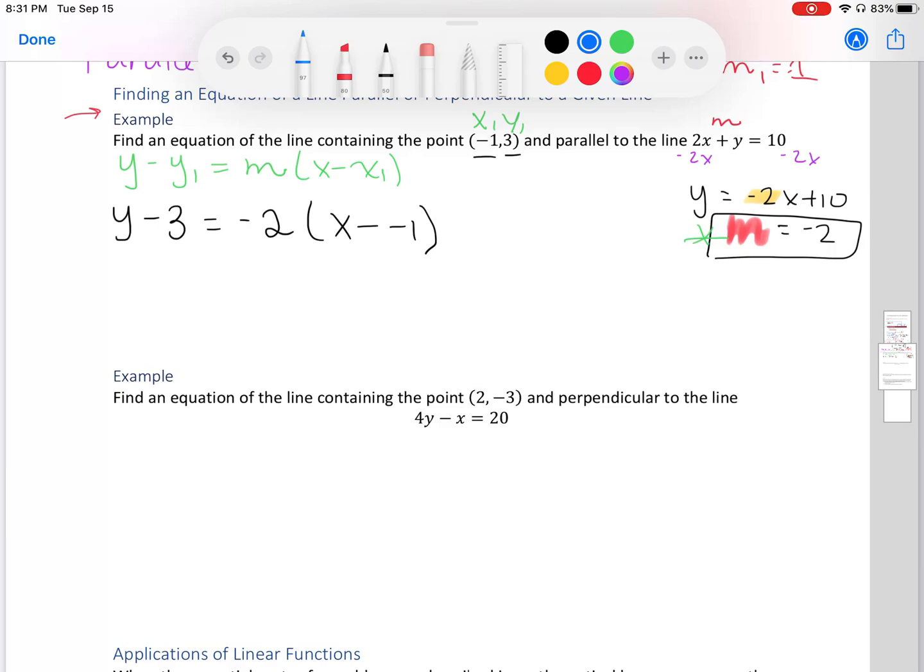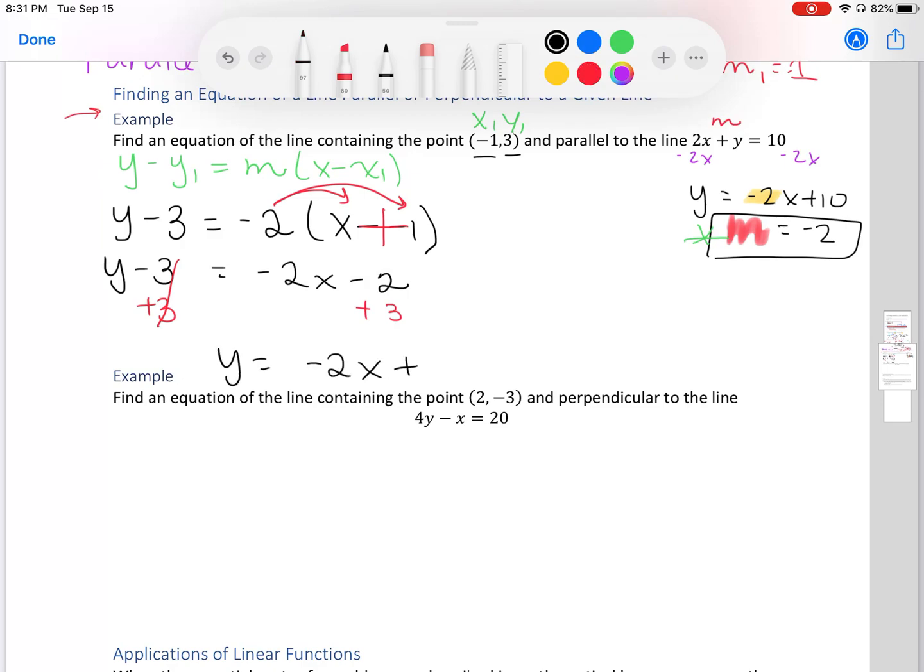Okay, let's clean this up. So here a negative and a negative gives a positive, and then we need to distribute that negative 2. So that we have negative 2x minus 2. On the left-hand side, I have y minus 3. I add 3 to both sides, plus 3. We're left with y is equal to negative 2x plus 1. And there we have it. We create a line with that point that is parallel to that line that is given.